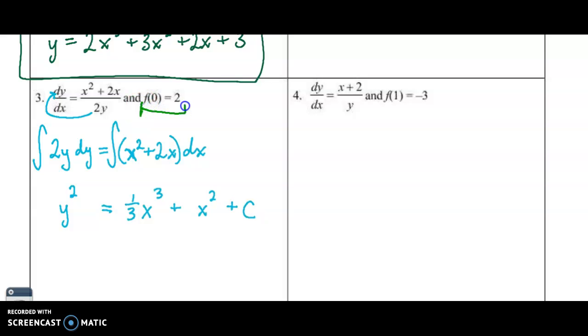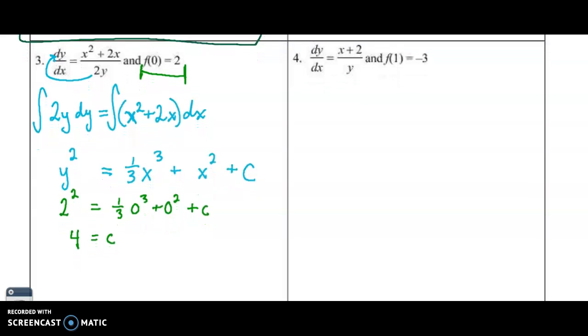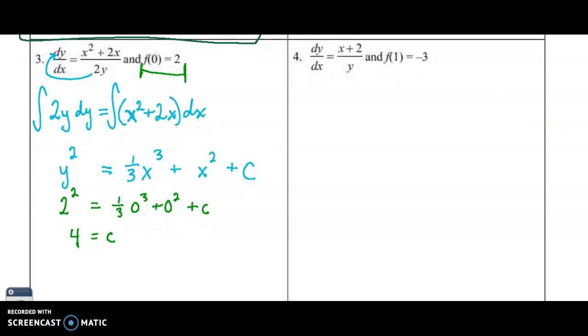So we're going to figure out what the c value is, and we're going to plug in 0 for x's and 2 for y. Well, if we do 2 squared, and I'll show the work, although I hope this is obvious for you that the zeros will cancel, and we're left with a constant that's equal to 4. So what our final answer is would be y squared is equal to 1/3 x cubed plus x squared plus 4.